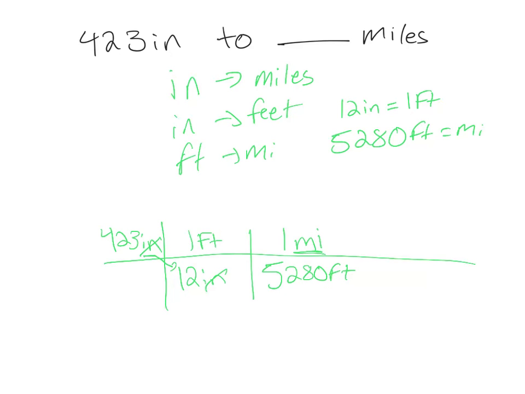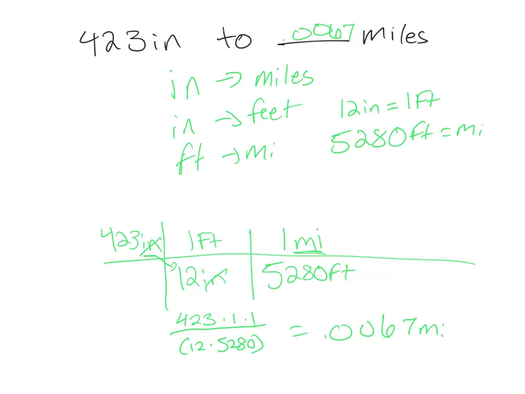So now what you do is you're going to multiply across the top. So I realize that's 1 times 1, but 423 for the sake of argument times 1 times 1, and then we're going to divide that by 12 times 5,280. Now if you're using a calculator, make sure you put the denominator in parentheses, otherwise it's going to multiply then divide, and that's never what you want, or divide then multiply. So I'm going to type this in, 423 divided by 12 times 5,280, and this gives us 0.0067 miles.